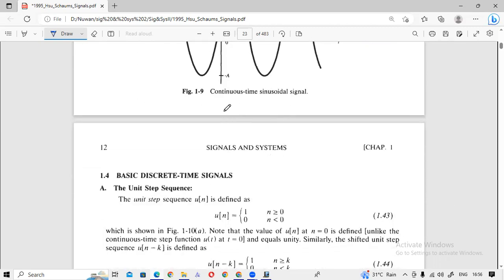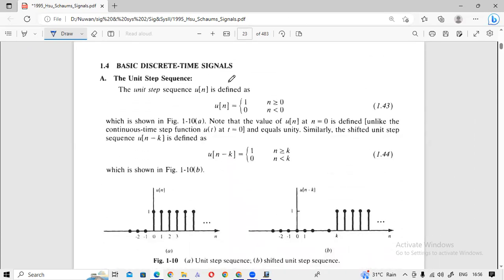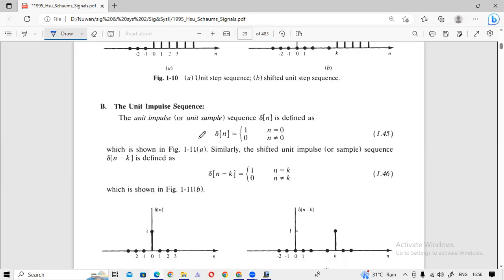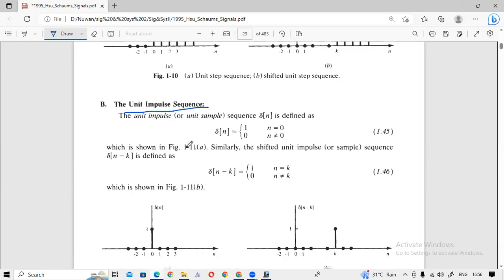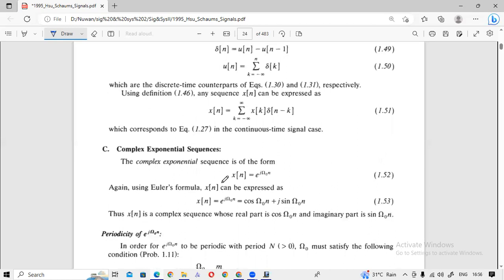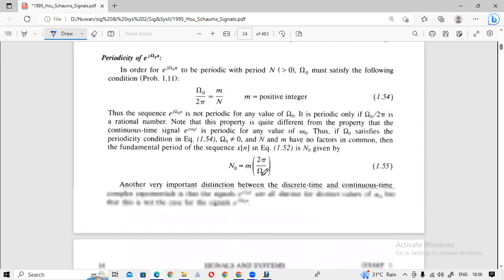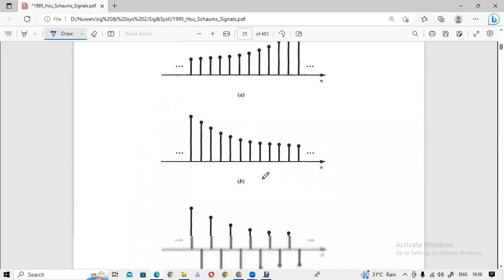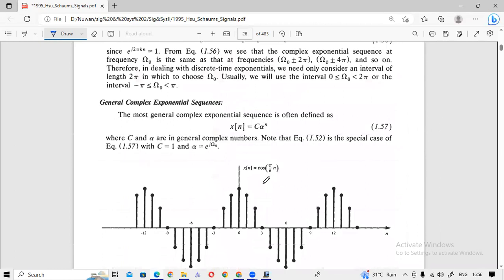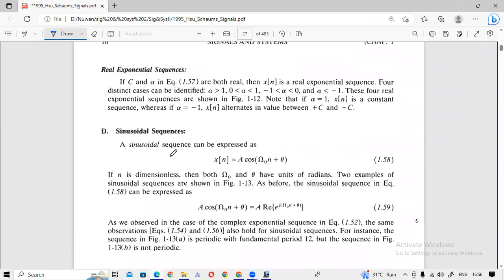So these are continuous time signals. Actually, we are mainly focusing on discrete time signals. So we are mainly focusing on the unit step sequence and the unit impulse sequence. We need not go through the complex exponential sequence, we will avoid it. And we have to learn the sinusoidal sequence. So we have to learn these three types of discrete time signals.